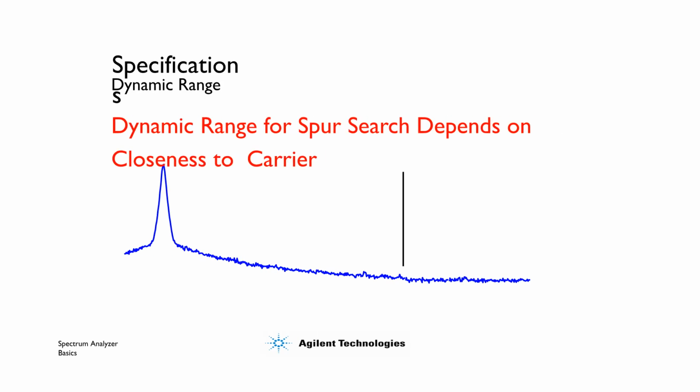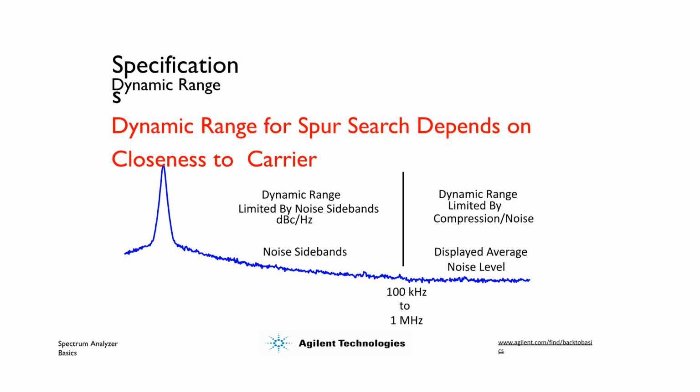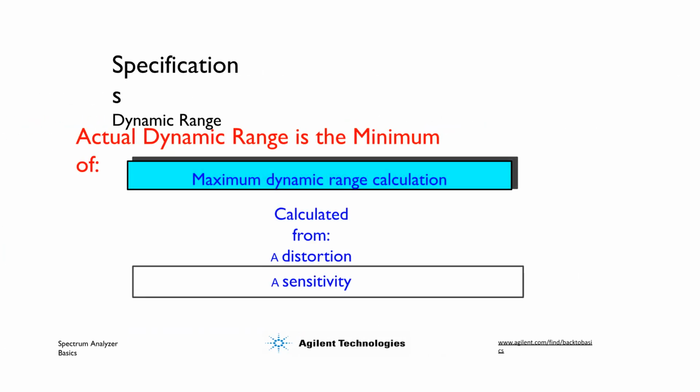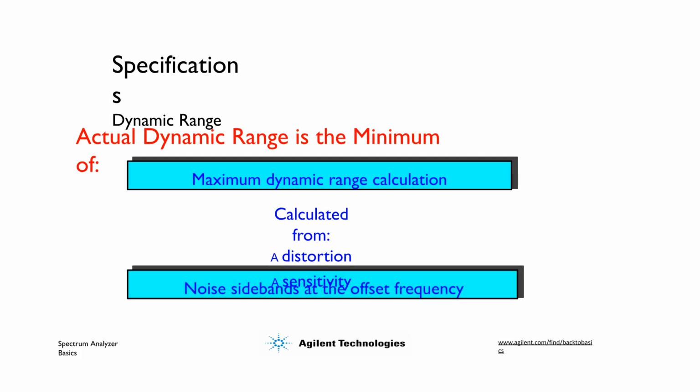Dynamic range for spur search depends on the closeness to the carrier. The limit is determined by the noise sidebands, often expressed in dBc per hertz, and compression or noise limitations. The actual dynamic range is the minimum of 2 factors: the maximum dynamic range calculation based on distortion and sensitivity, and the noise sidebands at the offset frequency.